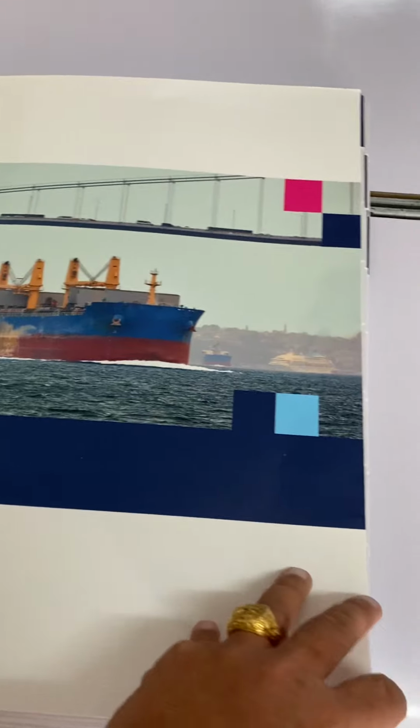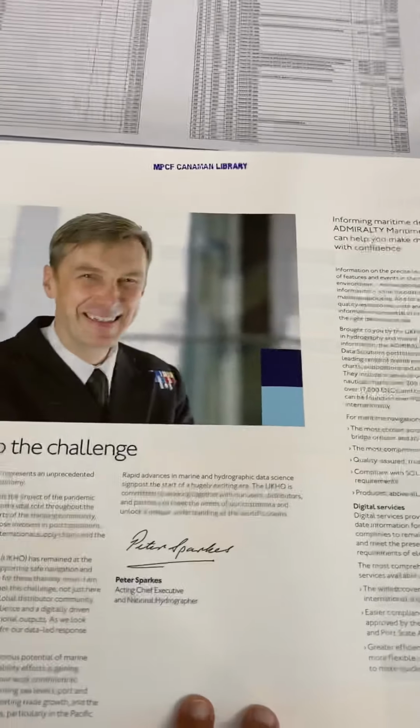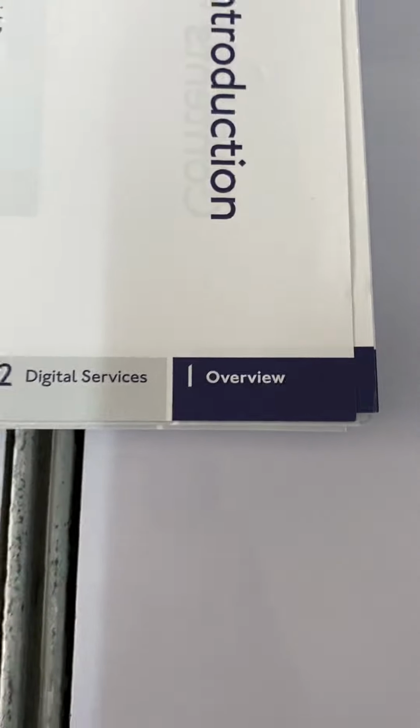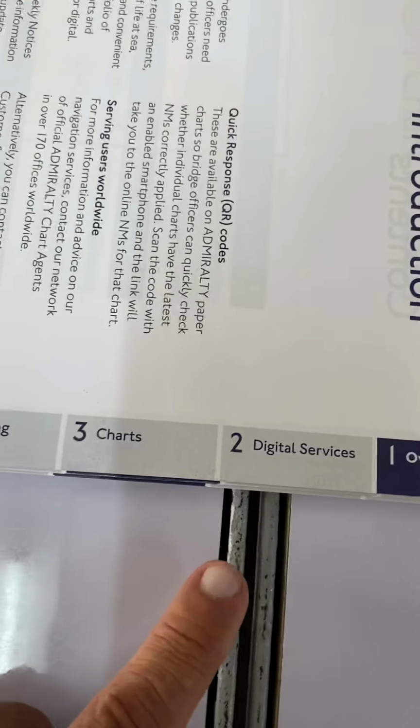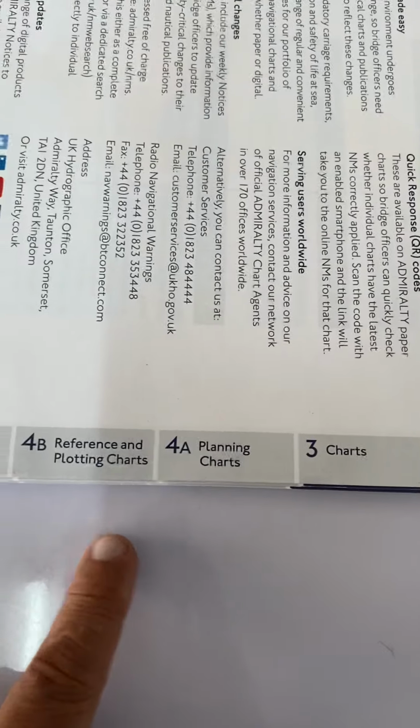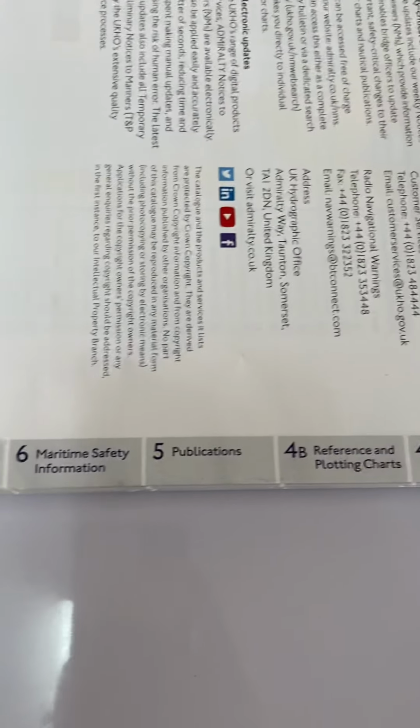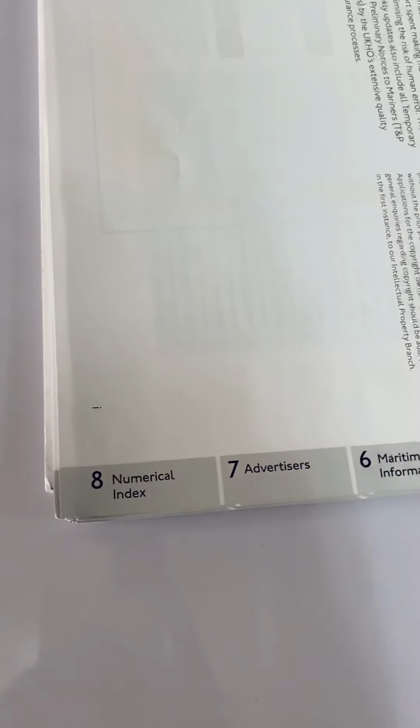Then we'll go to the next page. So we have the introduction, and in the introduction we have the index, the overview, digital service, the chart planning, chart, reference chart, publication, maritime safety information, advertiser, and the last part is the numerical index. So first we will go to the overview.